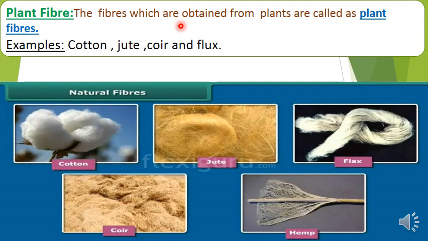The fibers which are obtained from plants are called plant fibers. Examples are cotton, jute, flax, coir, hemp. All these are the fibers which we get from different parts of the plant. These all are obtained from the plant. So these are called plant fibers.